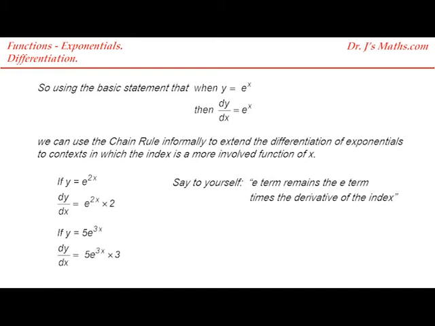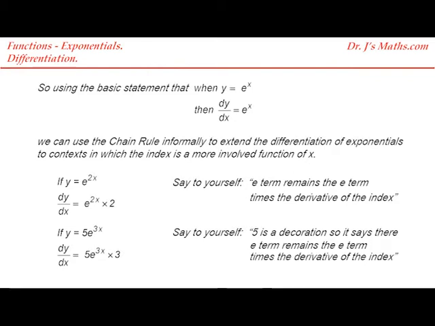If we have y is equal to 5e to the 3x, then say to yourself, the 5 is a decoration, so it stays there. The e term remains as the e term, so we'll write down e to the 3x after the 5. And then multiply by the derivative of the index, which is 3. So therefore tidy that up, it becomes 15e to the 3x.